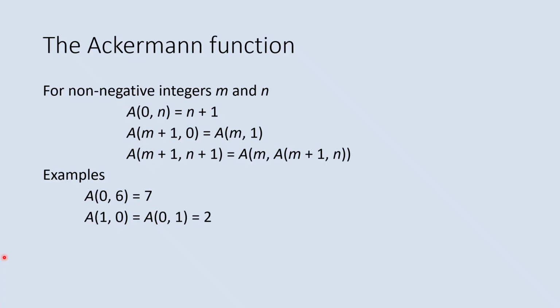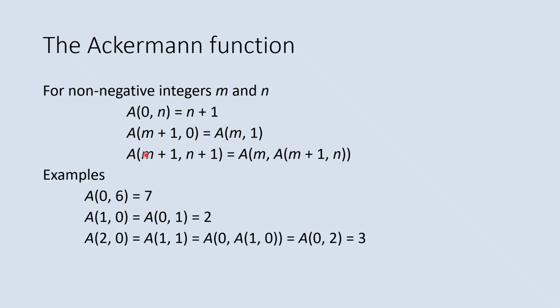Now let's go to the next value. Let's look at A of 2, 0. This one's going to get a little more complicated in a moment. We'll get into the third row. So A of 2, 0 is a second row call. The 2 is decreased to a 1. The 0 is increased to a 1. So A of 2, 0 is the same as A of 1, 1.